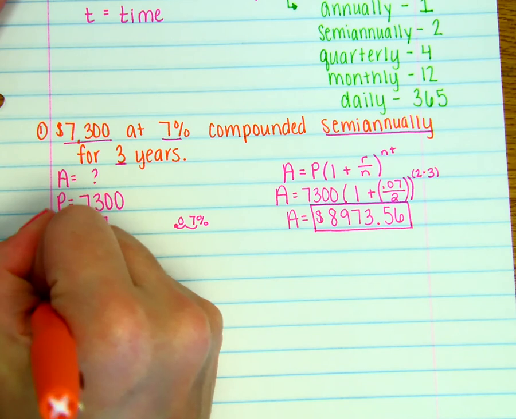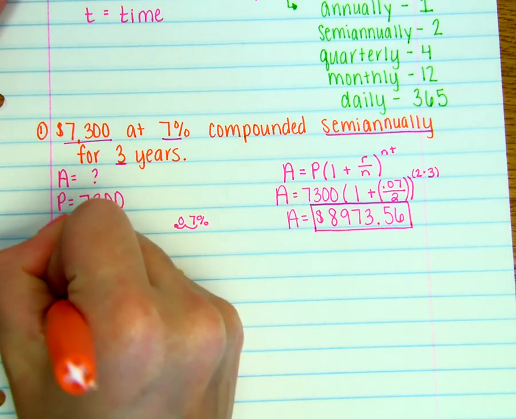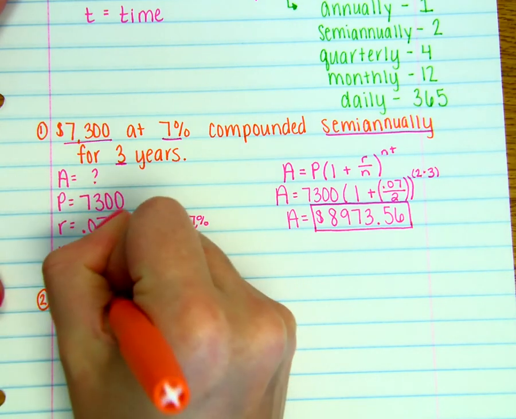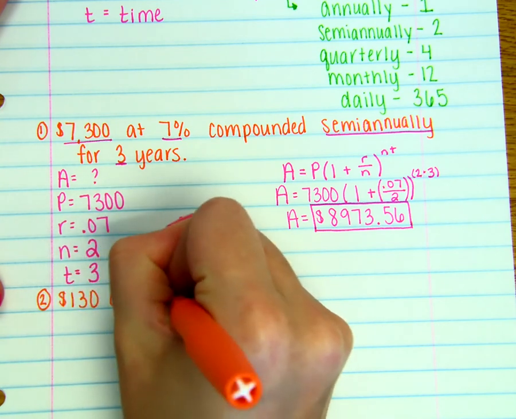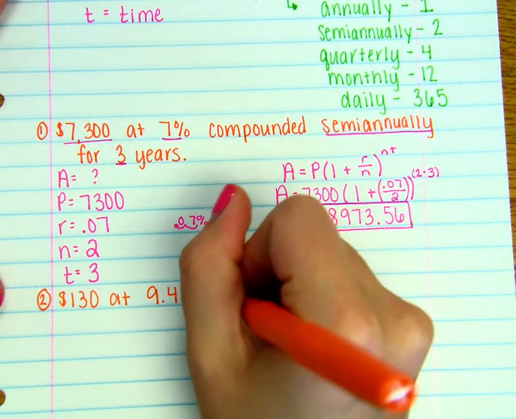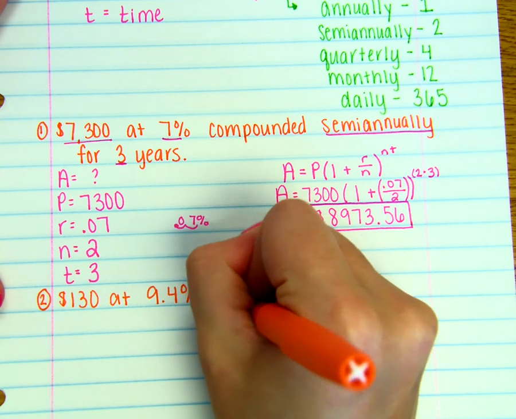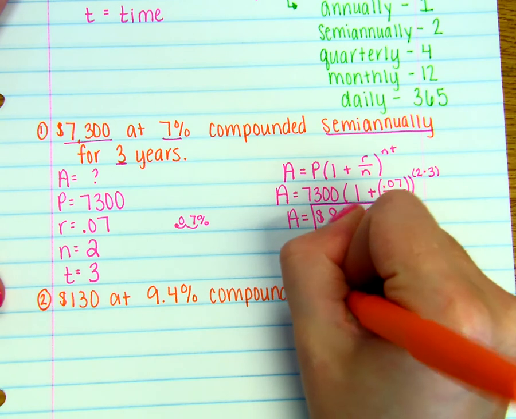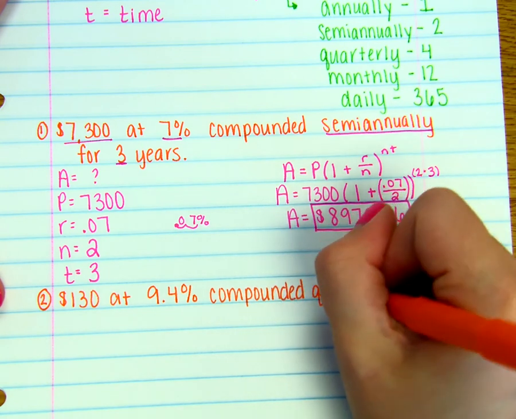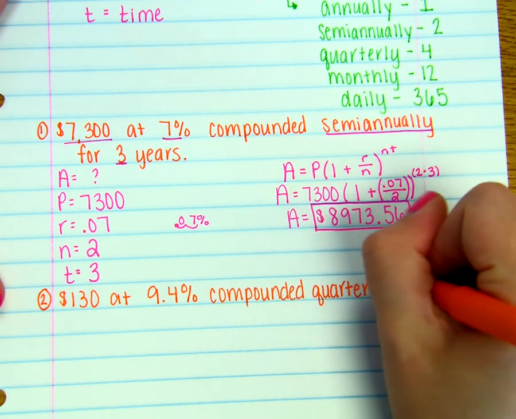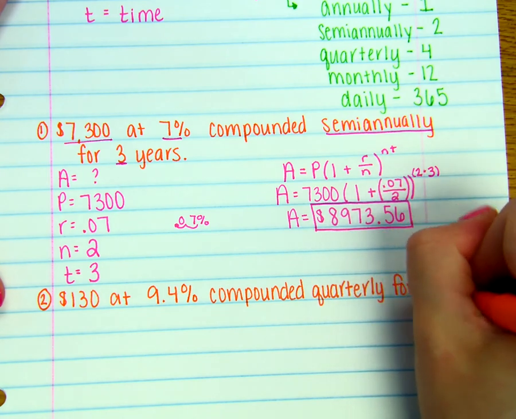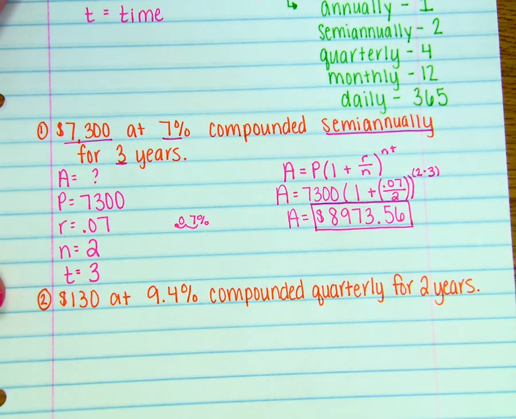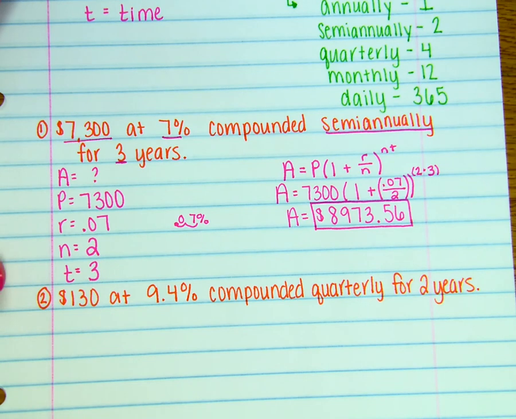So now for question number 2, we have $130 at 9.4% compounded quarterly for 2 years. Go ahead and pause the video now and try this question on your own. See how well you can do and get to the correct answer.